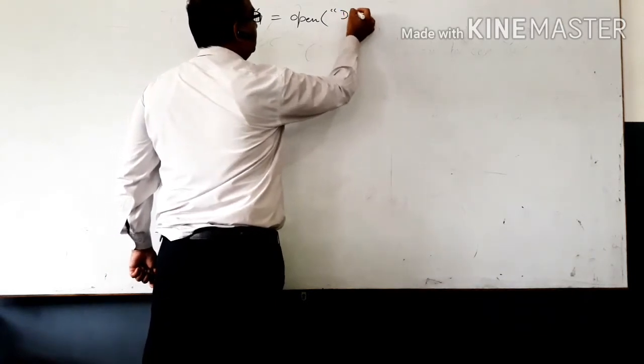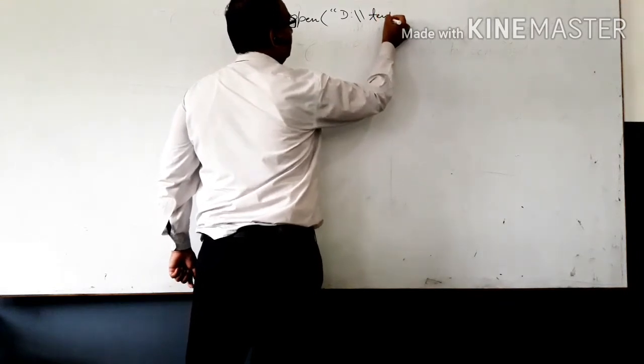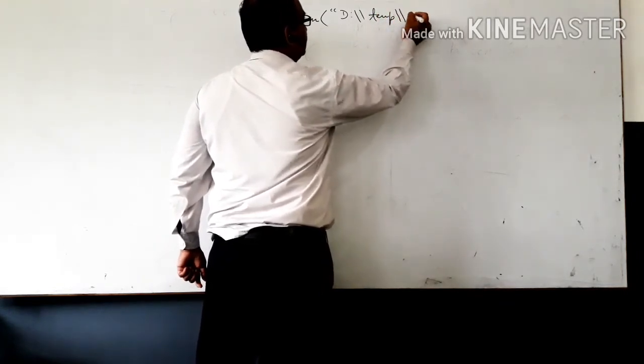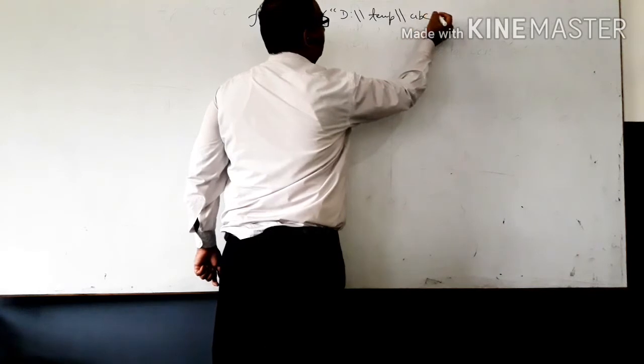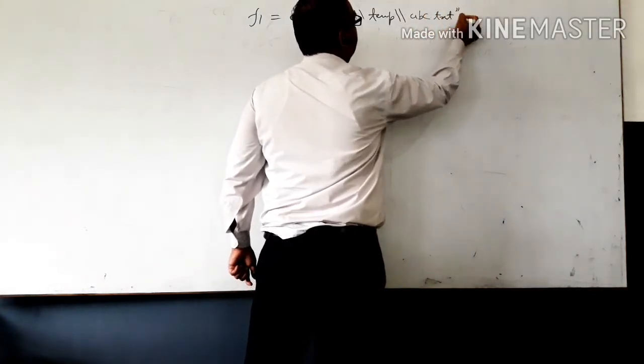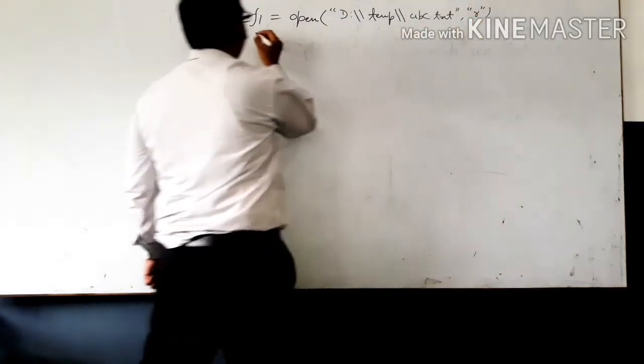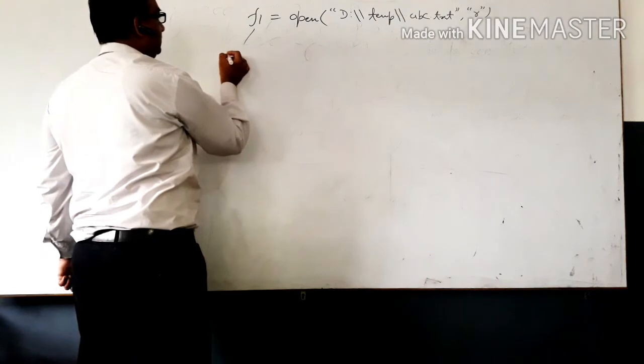D colon, slash temp, slash abc dot txt. Now this is the file. This is the file handle. This is known as the file handle.